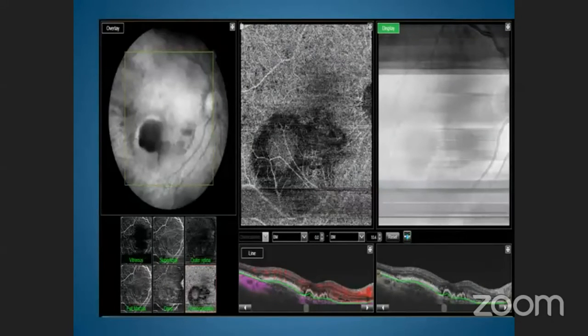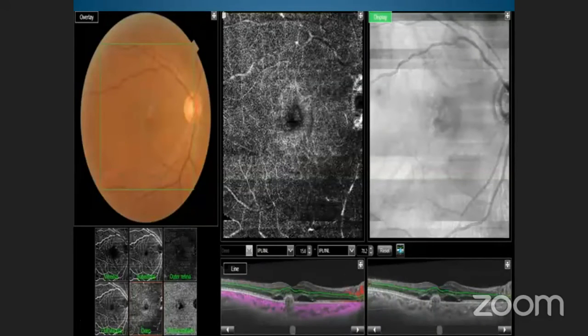In IPCV also, the detection of the polyp is seen very well. You can see a hyporeflective area in the area of the choriocapillaris along with the branching vascular network inside. So again here, this was a case of a chronic CSCR, and we could detect a choroidal neovascular membrane.